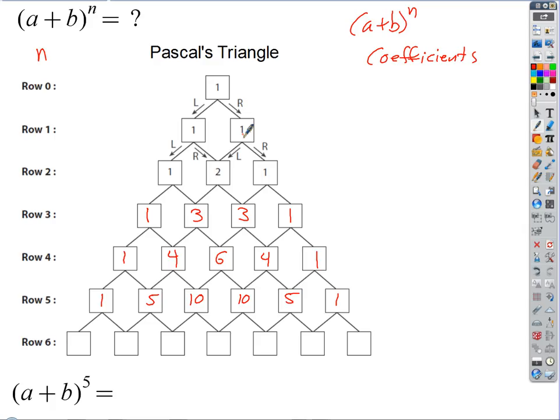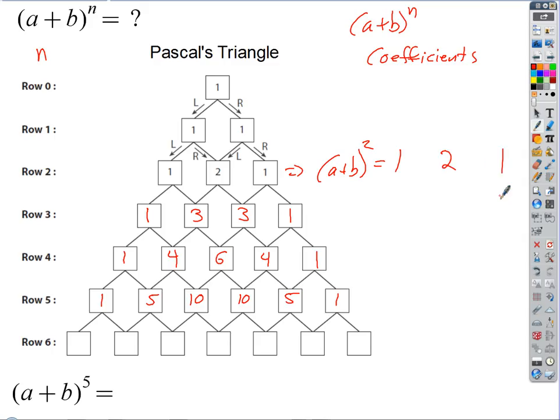But now it starts to get useful. What if we did something like a plus b squared? What this is telling us here is that a plus b squared equals, the coefficients are 1, 2, and 1 when I multiply that out.